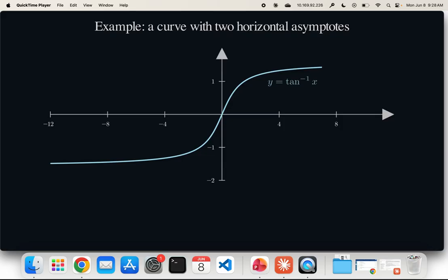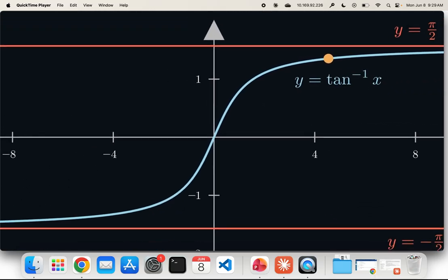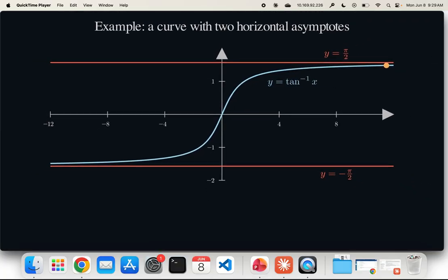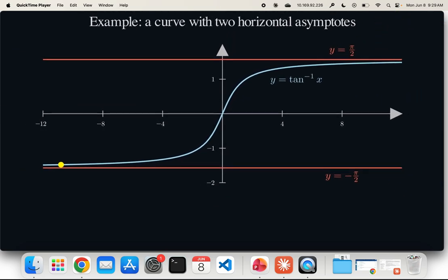Now, it's possible that a curve will have not just one horizontal asymptote, as we saw in those previous examples, but maybe two horizontal asymptotes. In fact, 2 is the maximum. You can only approach one horizontal asymptote going to infinity, and you can only approach another asymptote going towards negative infinity. So you can have at most 2 horizontal asymptotes. Here's an example of that. The inverse tangent has this property that if I go towards the right, to positive infinity, the function approaches pi over 2. And if I approach negative infinity, the function approaches negative pi over 2.